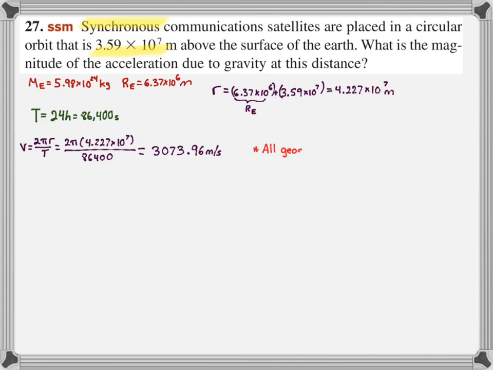Quick note, all geosynchronous objects around the Earth have the same velocity, the same period, and the same radius. Every time they shoot a satellite up in space that has to be in synchronized orbit, it has to be pretty much 3.59 times 10 to the 7 meters above the surface of the Earth. It has to be traveling at about 3,073.96 meters per second, and of course the period has to be 86,400 seconds.